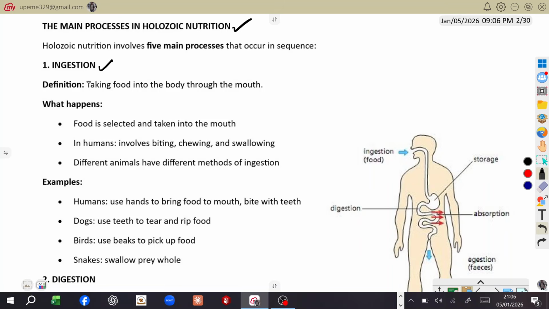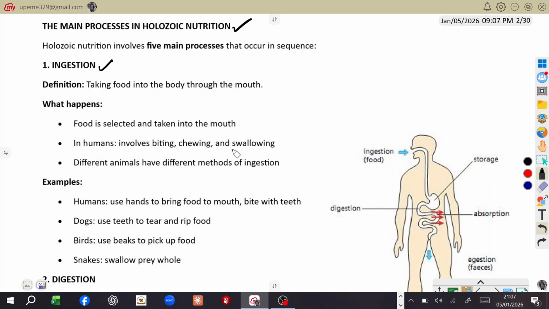Don't forget this definition, because questions come in Biology Paper 2 where they will just ask you simple questions to define ingestion. This is how you define it: the taking of food into the body through the mouth. This is process number one. Food is selected and taken into the mouth. In humans, this involves biting, chewing, and swallowing. You bite food, you chew, and you swallow.